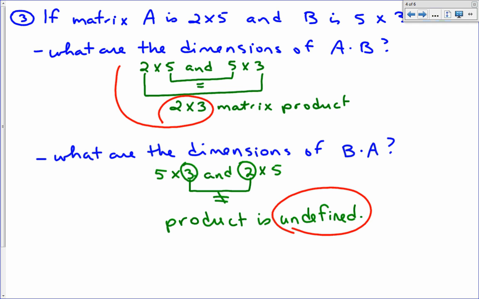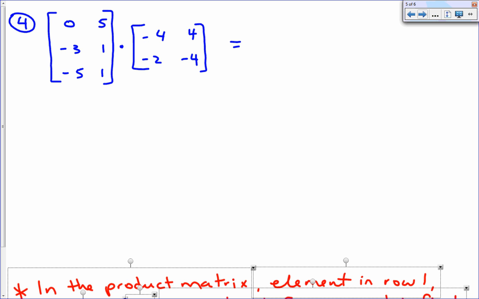So now let's try an example. Here's a first example, and for those of you who are feeling a little bit confident, you might want to press pause now and try the multiplication first yourself, or even just try the dimension check first yourself, and then hit play again to check if you've done it correctly.